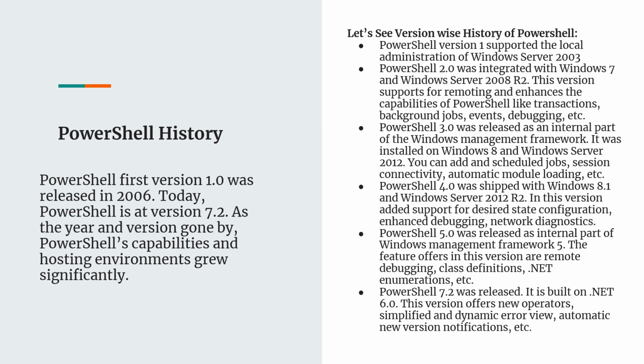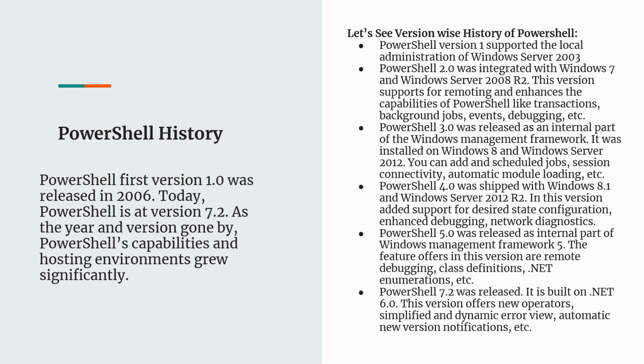PowerShell 2.0 was integrated with Windows 7 and Windows Server 2008 R2. This version supports remoting and enhances the capabilities of PowerShell, like transactions, background jobs, events, debugging, etc. PowerShell 3.0 was released as an internal part of the Windows Management Framework. It was installed on Windows 8 and Windows Server 2012. You can add scheduled jobs, session connectivity, automatic module loading, etc.